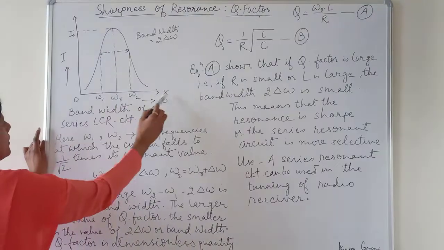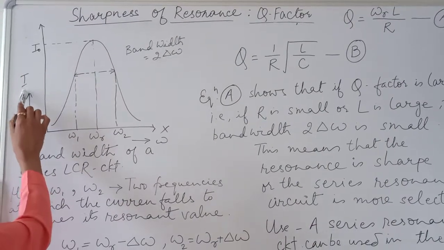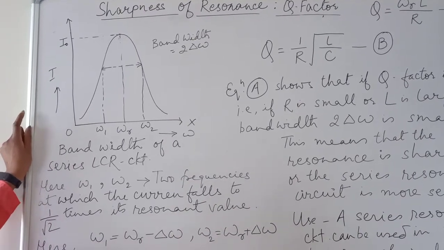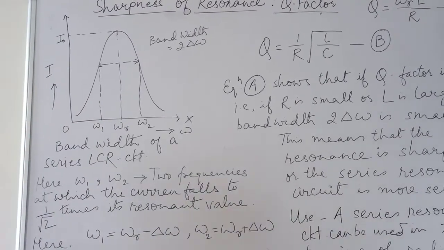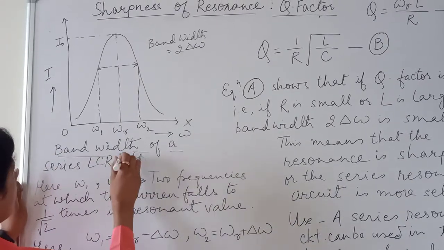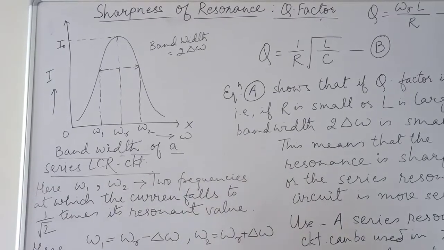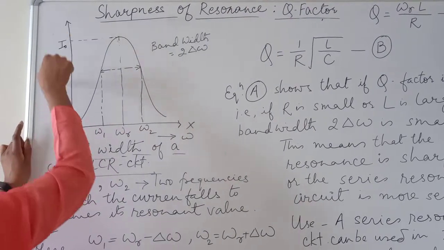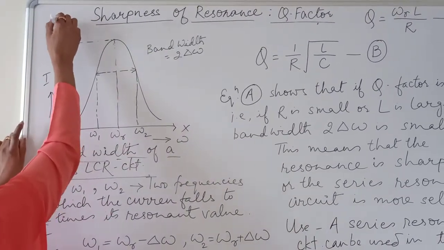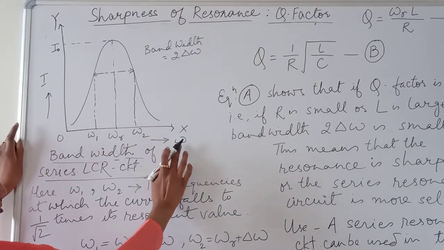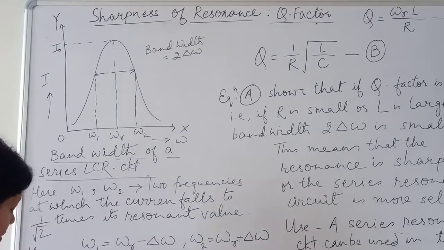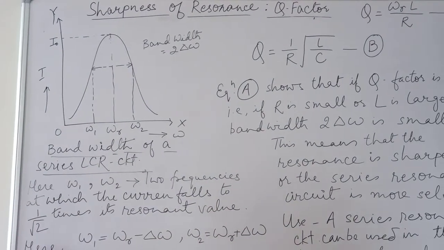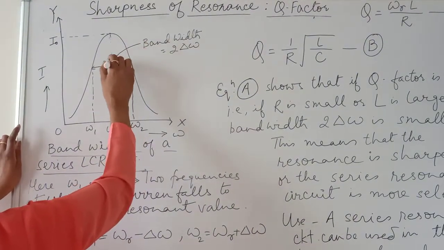Students, see one graph. The graph is plotted between current and omega, and it shows the bandwidth of a series LCR circuit. Now see the graph. I, current, is considered on the y-axis, and on the x-axis we take omega. So we have this type of graph. See, it is bandwidth.